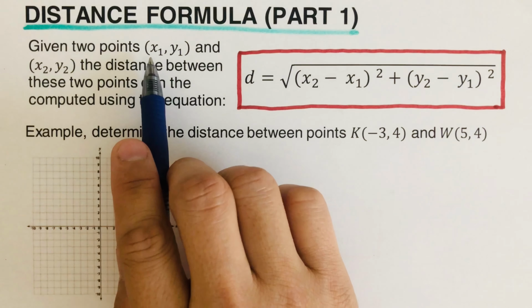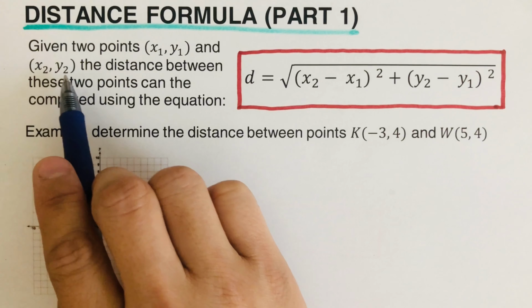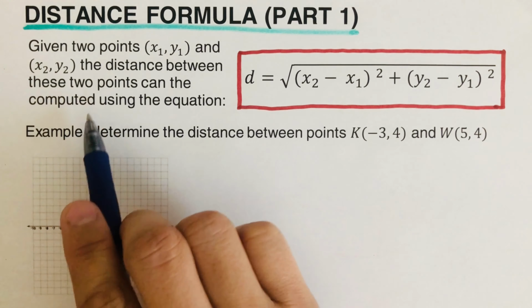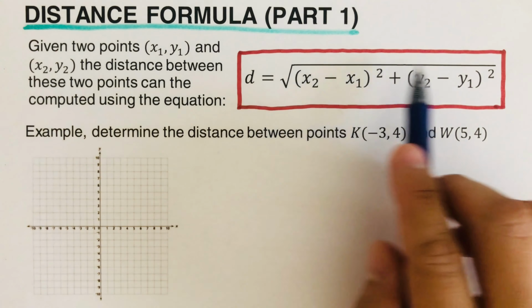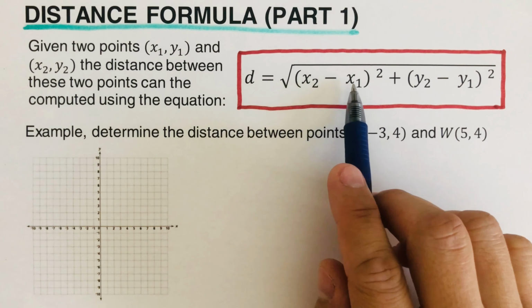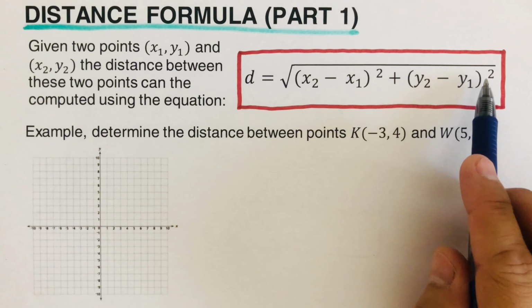Given 2 points, x sub 1, y sub 1 and x sub 2, y sub 2, the distance between these 2 points can be computed using the equation right here. So distance is equal to the square root of quantity x sub 2 minus x sub 1 squared plus quantity y sub 2 minus y sub 1 squared.